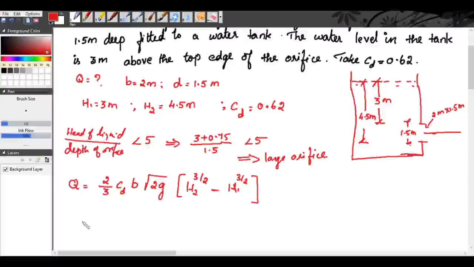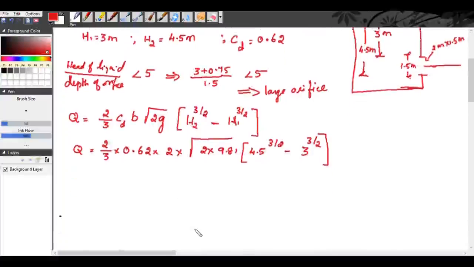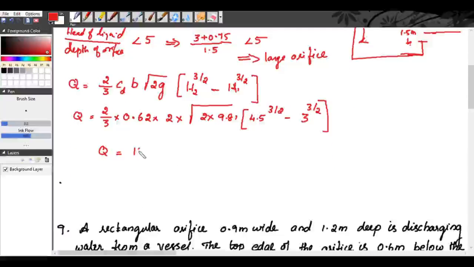H2 is the head of the liquid from the bottom of the orifice, and H1 is the head of the liquid from the top of the orifice. Substituting, we get Q equal to 2 by 3 into CD, given as 0.62, multiplied by breadth 2 into square root of 2 into 9.81 multiplied by 4.5 raised to 3 by 2 minus 3 raised to 3 by 2. So we get Q equal to 15.917 meter cube per second. This is our answer.